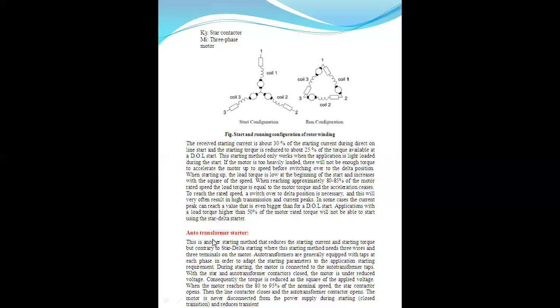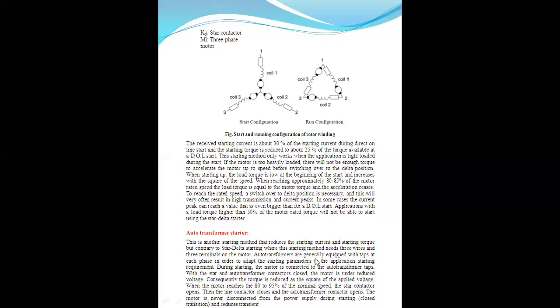Another is called the auto transformer starter. This is another starting method to reduce the starting current and starting torque. Like star delta starting, this starting method needs 3 wires and 3 terminals on the motor.